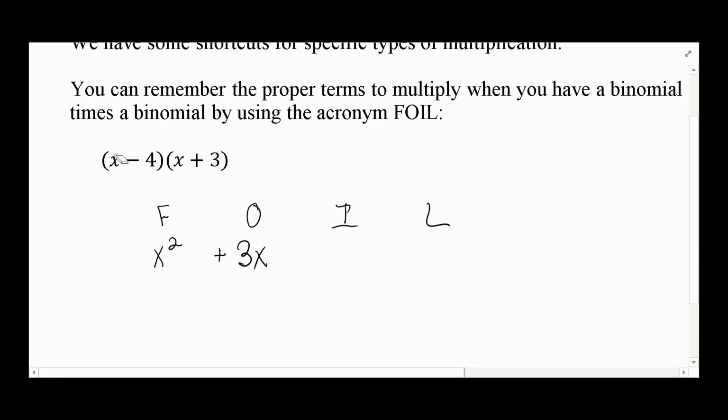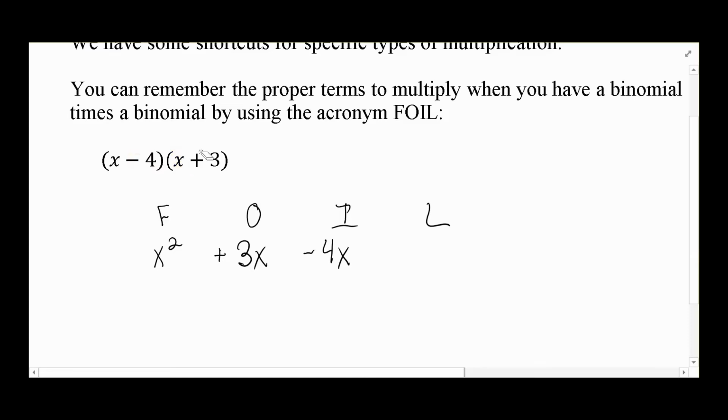We move on to the I part of FOIL. That's the inside or the innermost term. Now don't forget to pay attention to signs. It's not just the numerical value. Anywhere in algebra, if you see a negative, you want to think about that as attached to the next number. So in this case, you don't want to look at that 4 and say that's 4. You want to call that negative 4. So we have a negative 4 times an x. That's going to get us negative 4x.